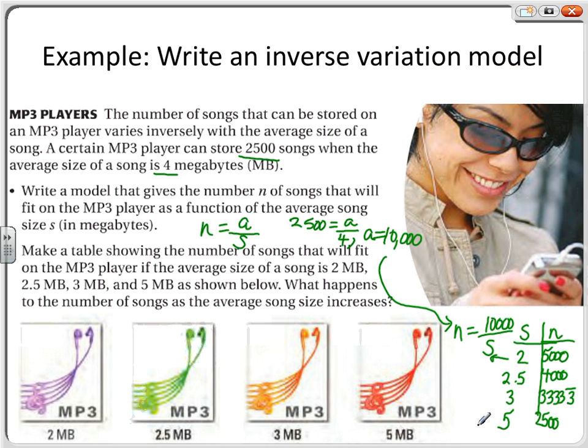So what happens to the number of songs as the average song size increases? As this gets bigger and bigger and bigger, what happens here? Hopefully you're thinking it's getting smaller, because it is. That's what inverse variation means: one thing gets bigger, the other one gets smaller. So it varies inversely.